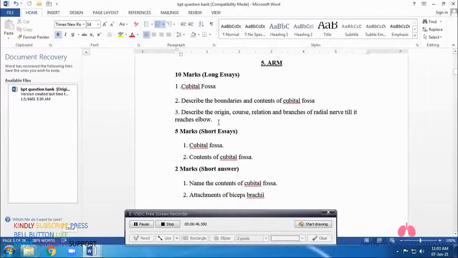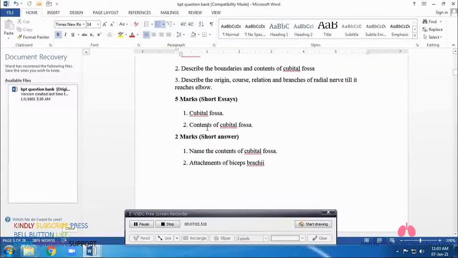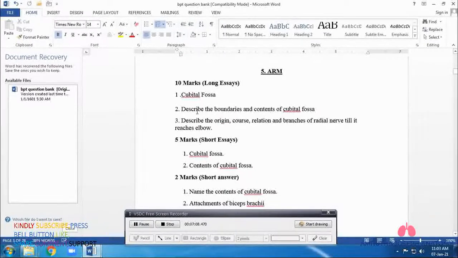5 marker, cubital fossa. Again it is coming. Contents of cubital fossa. Again a 5 marker, you can get a question like flexor retinaculum. I'm sorry, this is arm, so it won't come here. Anyway, cubital fossa can be asked. Fine. 2 marker: name the contents of cubital fossa.